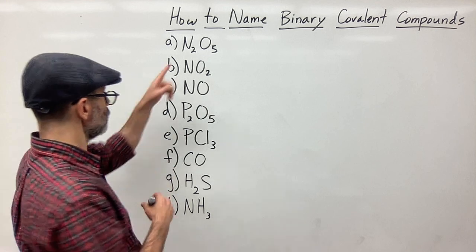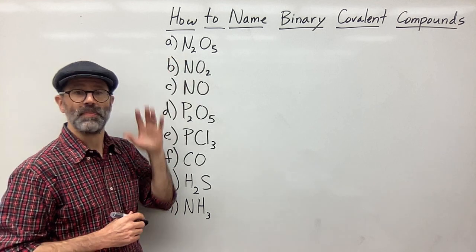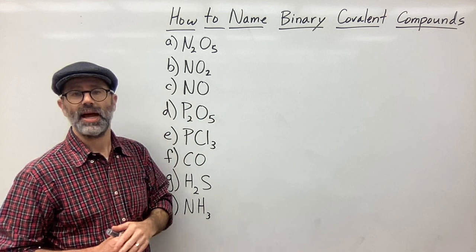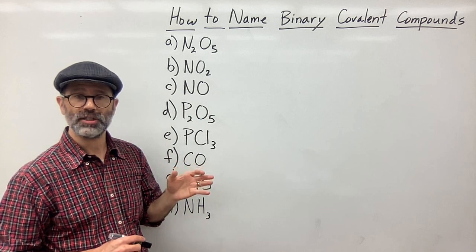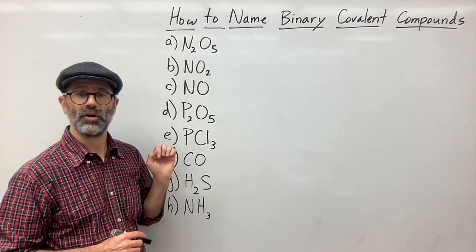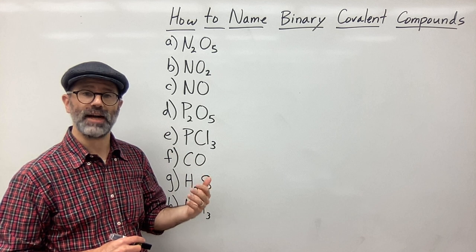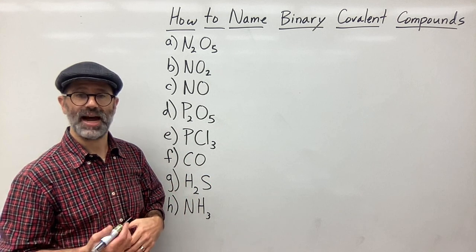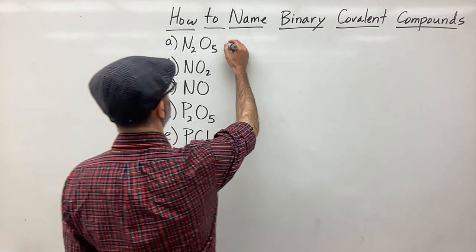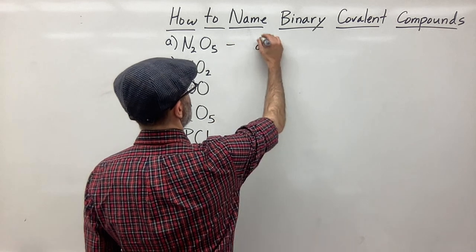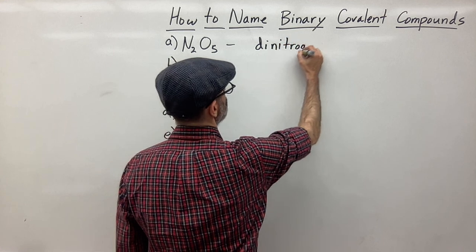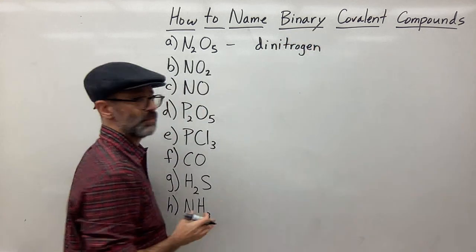So I have nitrogen here, so it's going to be the name of the element, nitrogen, and then I got to add a prefix to that name in order to identify how many of the nitrogens I have. I have two nitrogens, so I'm going to use the prefix di. So the name here would be dinitrogen for the first part of the name.